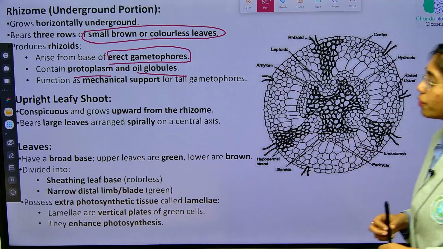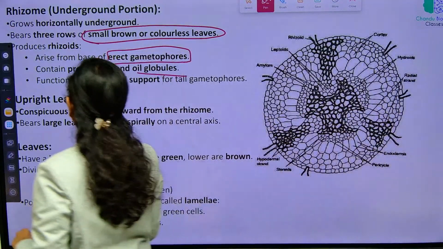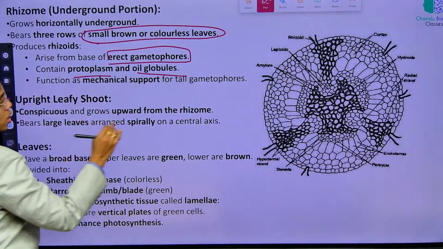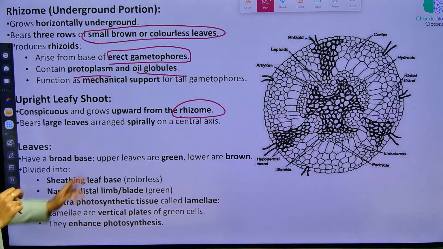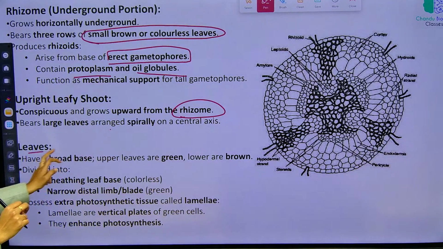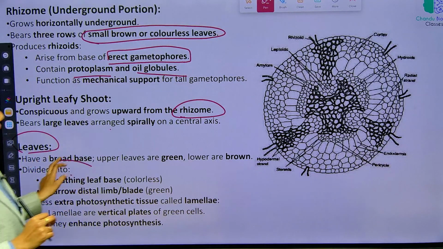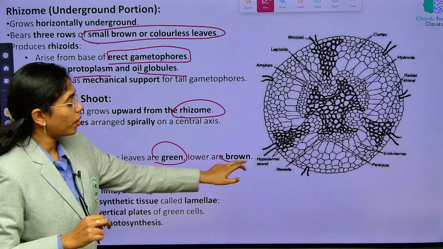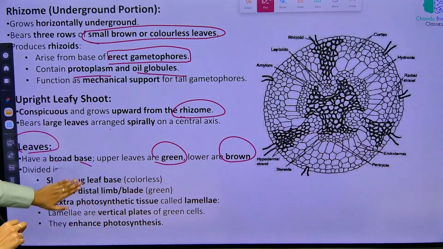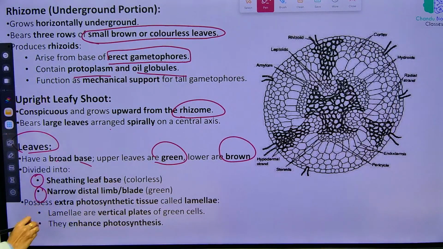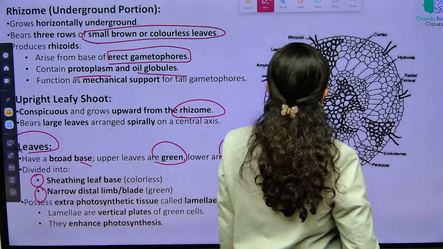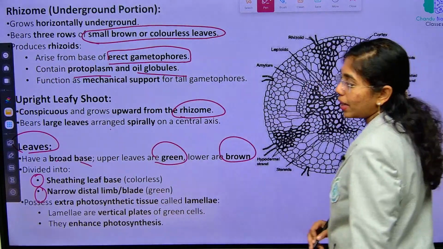Upright leafy shoot, if you see, this leafy shoot is conspicuous, grows upwards from the rhizome, and bears large leaves which are spirally arranged. Leaves have a broad base, upper leaves are green and lower ones are brown. These are further divided into a sheathing leaf base and a narrow distal limb or leaf blade. Extra photosynthetic tissue, known as lamellae, is present.